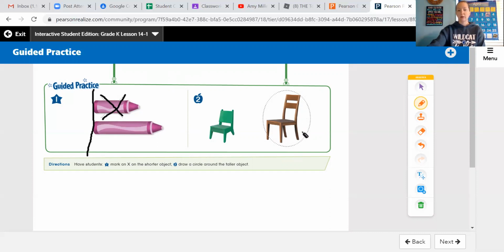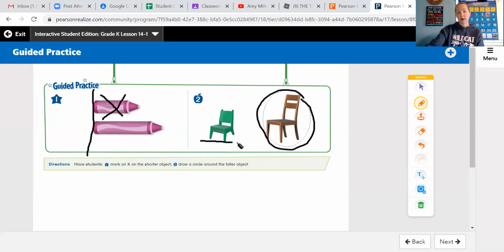Number two, the chairs. Draw a circle around the taller object. So remember, if it's going up and down, it's either taller or shorter. All right, we're talking about height. So which one is taller? They did it for you. All right, this brown one is taller than the green one.